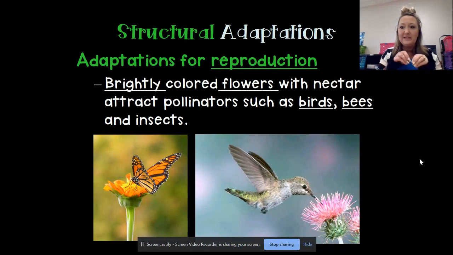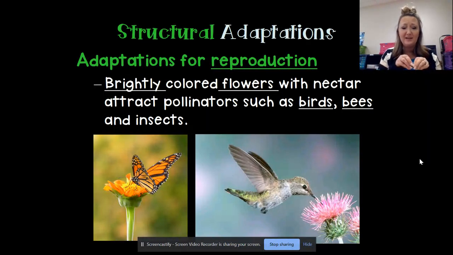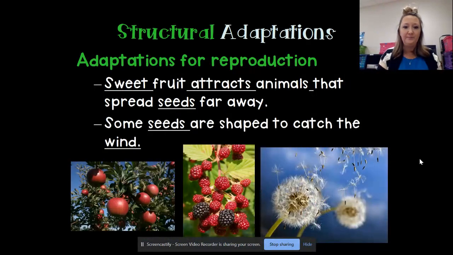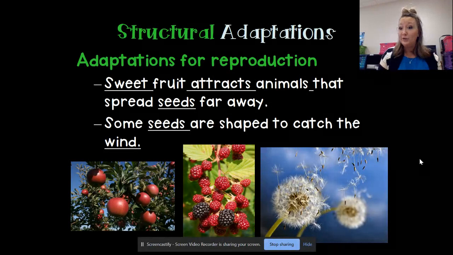When they land on them, little pieces of pollen, which are the male sex cell, get on the feet or the beak of these animals, and then when they go to the next plant, maybe it's a female plant, some of that pollen falls off when they land on it. So all of that allows these plants to reproduce. Another way that they attract animals is that they have sweet fruits, right? Even we like fruits that grow on different plants, right? Strawberries, oranges, apples, pears, fruits like peaches. All of those are attracting animals.